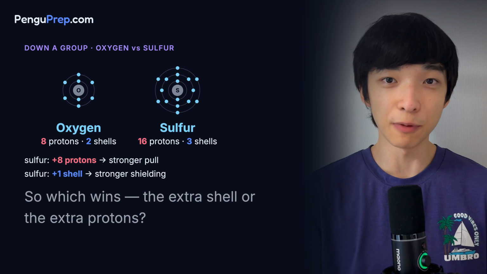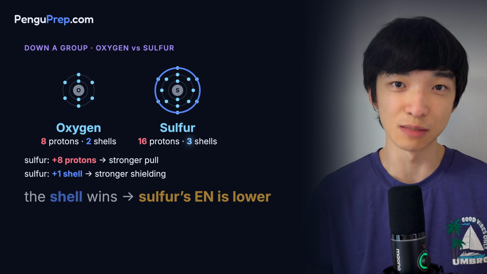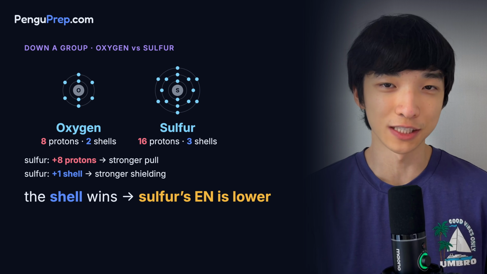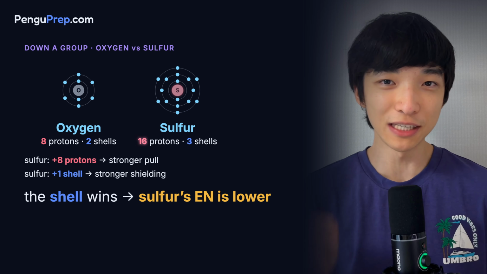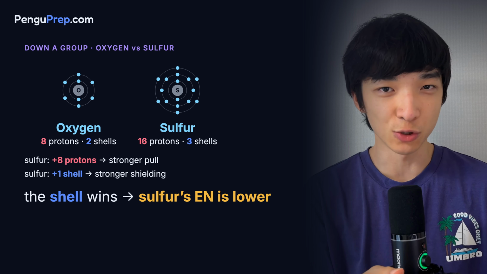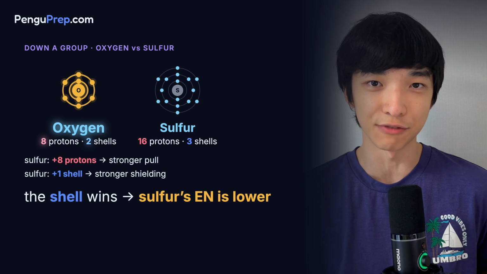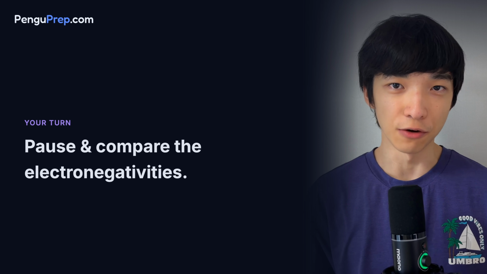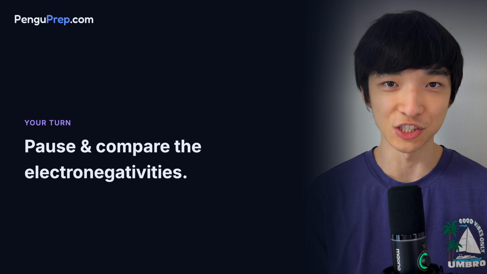Well, it turns out that the repulsive force gained from an additional shell is much stronger than the attractive force gained by 8 protons. This makes it more difficult for sulfur to attract electrons, and hence, the electronegativity of sulfur is less than that of oxygen. Now, I want you to do it yourself. Pause the video and complete the following questions.